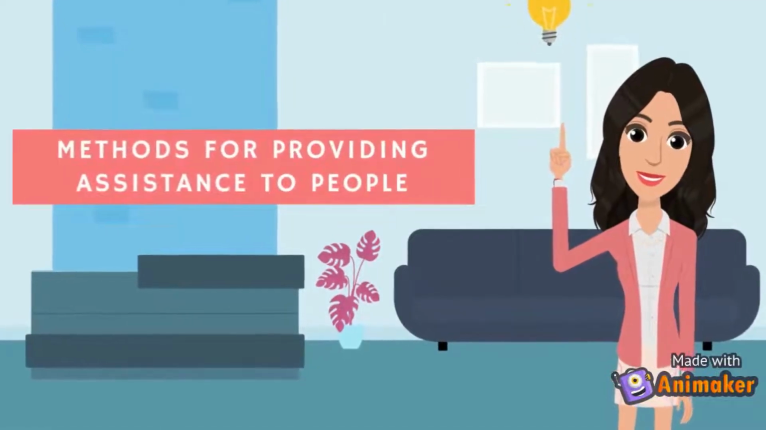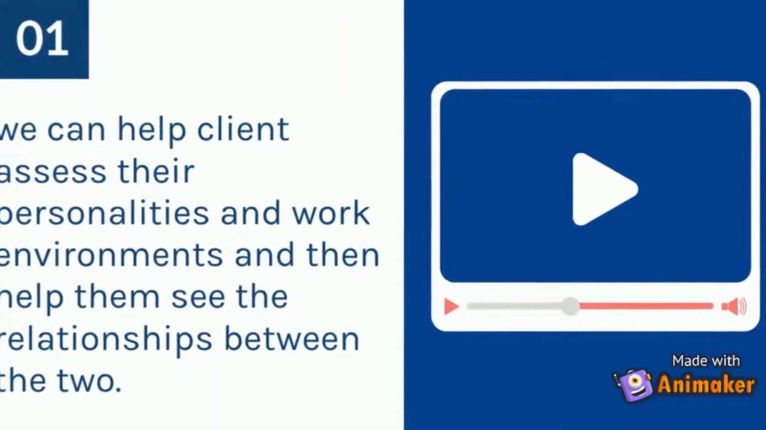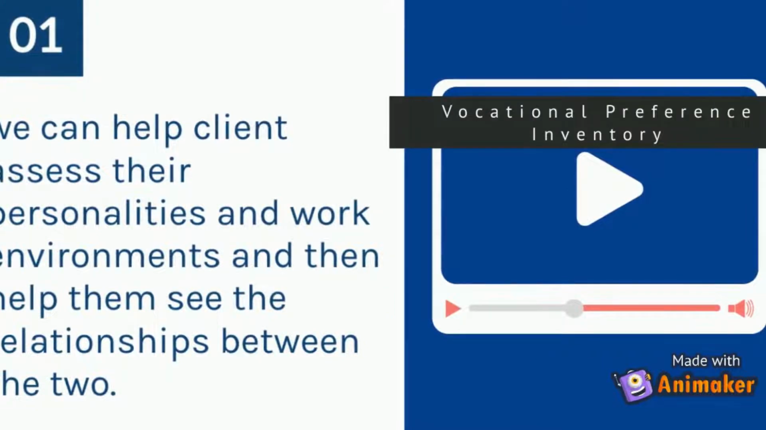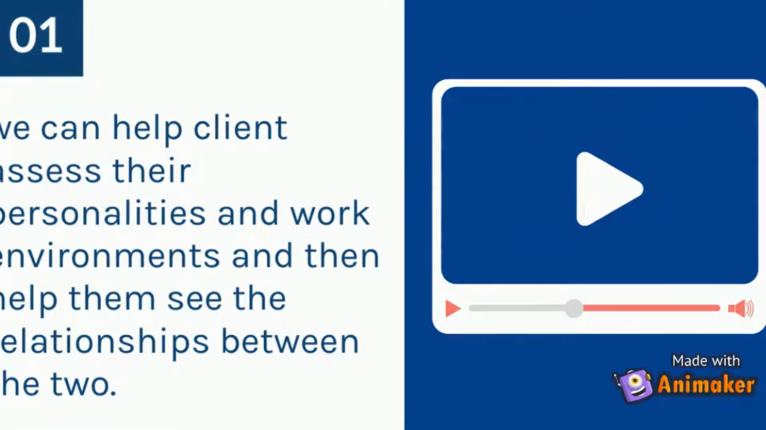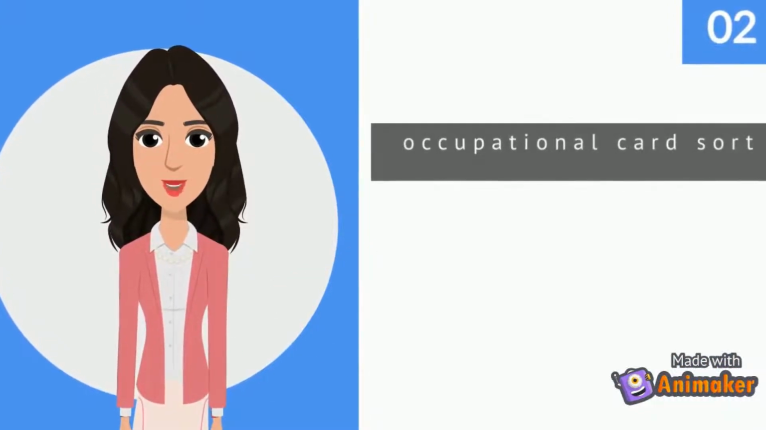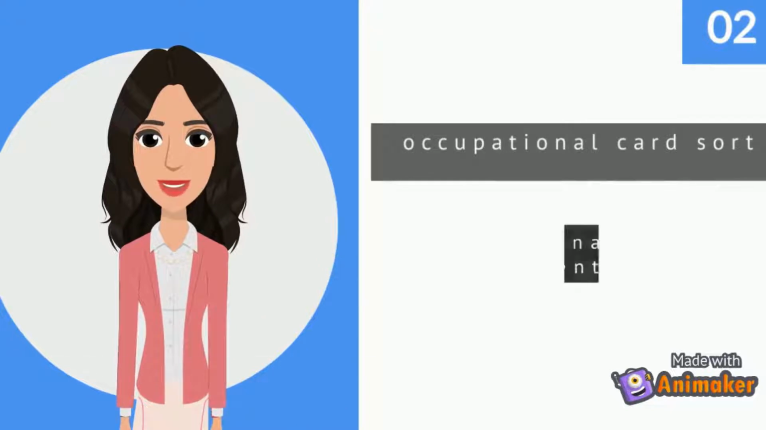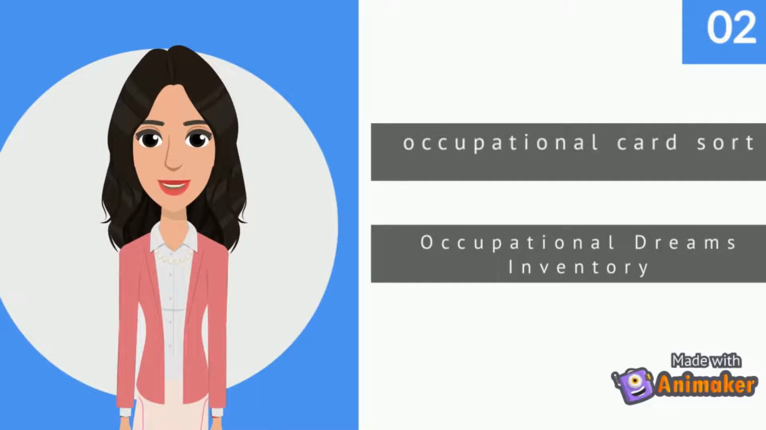What are the most effective methods for providing assistance to people? 1. We can help clients assess their personalities and work environments and then help them see the relationships between the two. Either the Vocational Preference Inventory or the Self-Directed Search can help with the process. 2. Consider using an Occupations Finder with clients that classifies all occupation titles according to the Holland codes. Use the occupational themes inventory to stimulate discussion of client aspirations and then assign Holland codes to the traits.